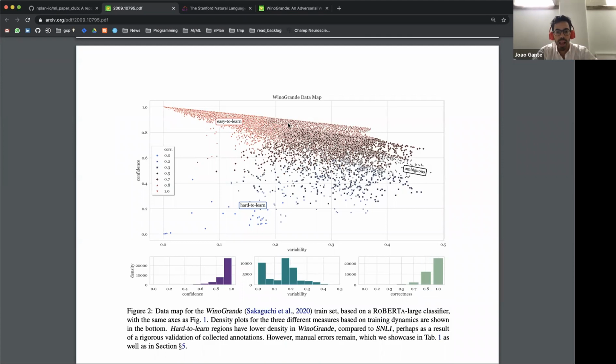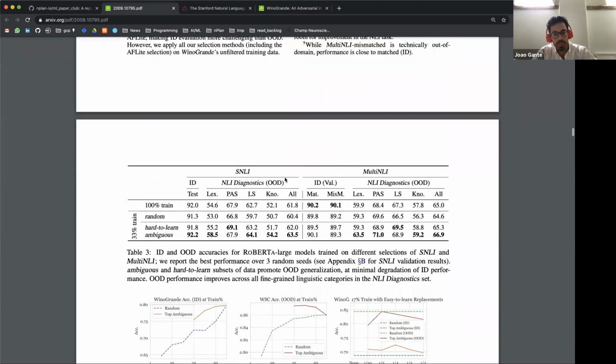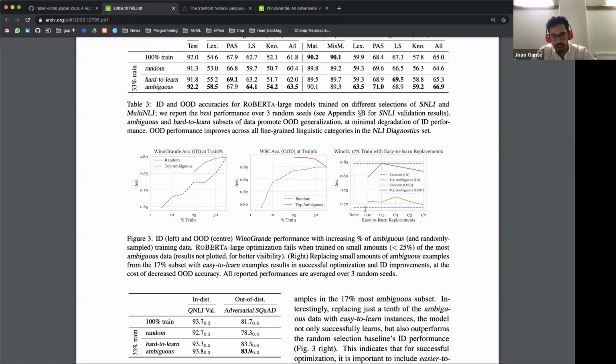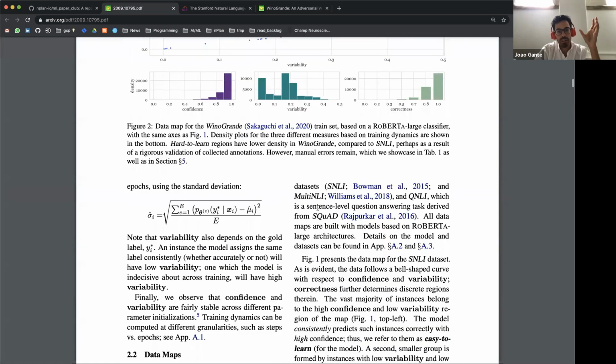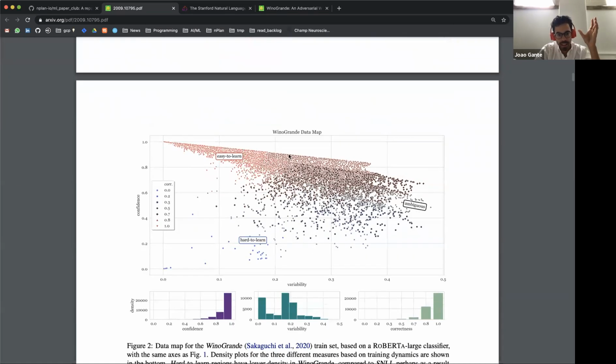And they try to confirm that with the plot on the right, this one, where they pick the top 17% ambiguous samples, but replace some of them with easy to learn samples. And they conclude that if they do that, they can use fewer samples and get better performance than the randomly sampled samples with that percentage of sampling rate. So in essence, if you want to have good performance, you necessarily need samples from this region. You can't get away from it.